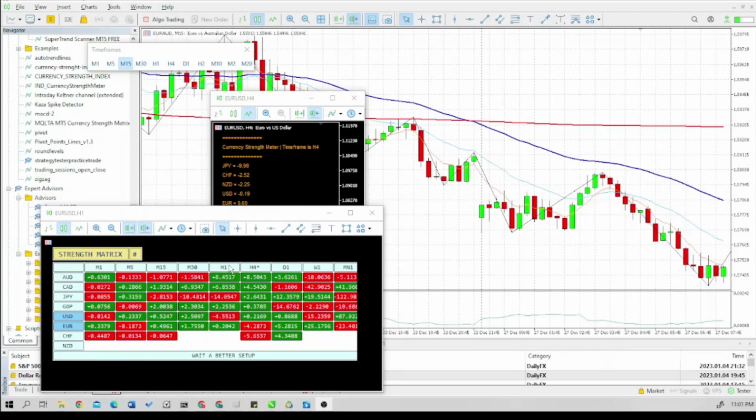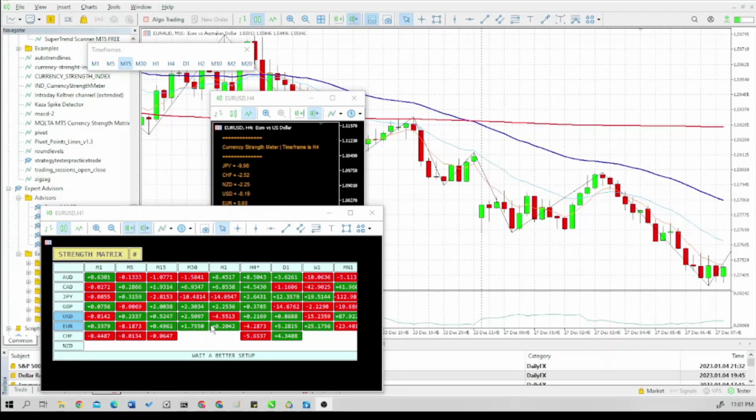So let's say I want to trade the H1 time frame. Right now, the market has closed, so I'm just doing this to show you an illustration. On the H1, which currency is strong? On the H1, I can see that the AUD is strong, right? On the H1.